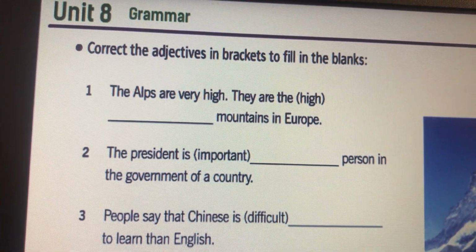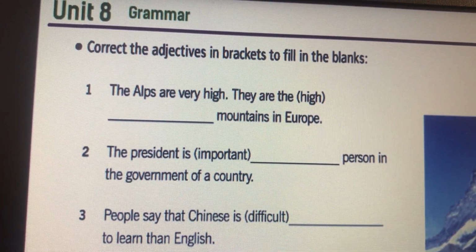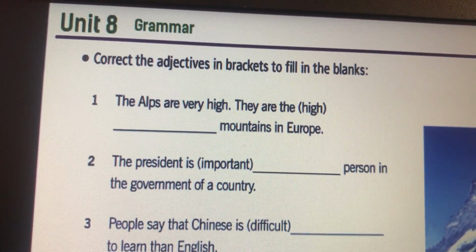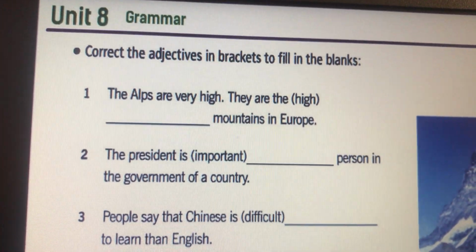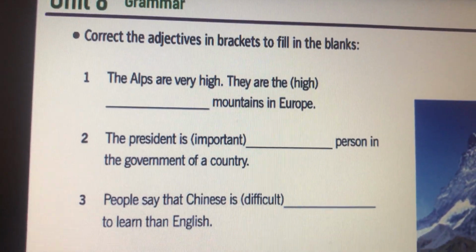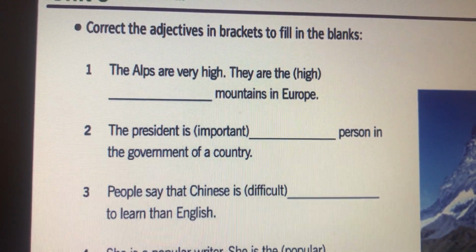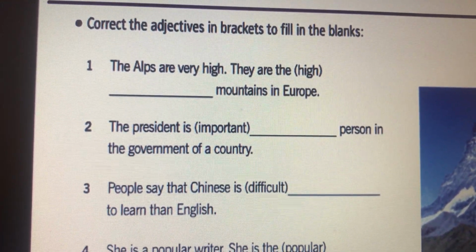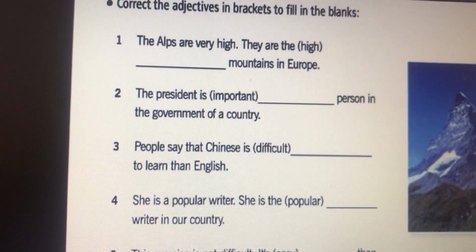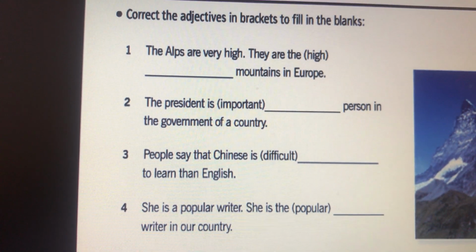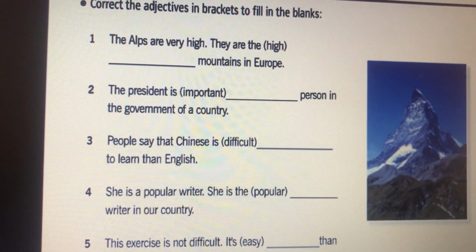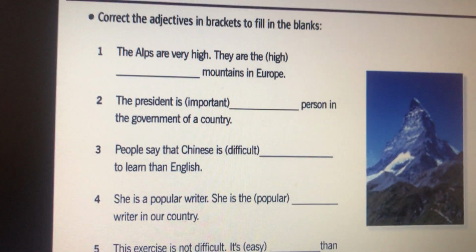2. The president is الرئيس أو رئيس الدولة أو رئيس الجمهورية is important person in the government of a country. Think the president شخصية رئيس أي دولة هو أكيد هي الشخصية الأكثر أهمية. Is it comparative or superlative? And so on. Look at number 3. People say that Chinese is difficult to learn than English. We have than. When you see the word than, it is what? It is comparative. And so on.